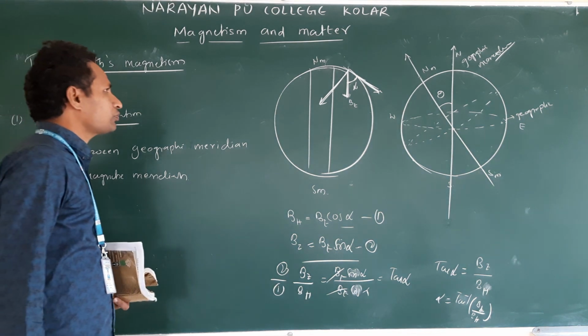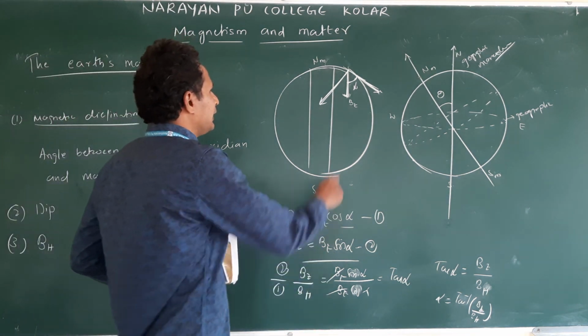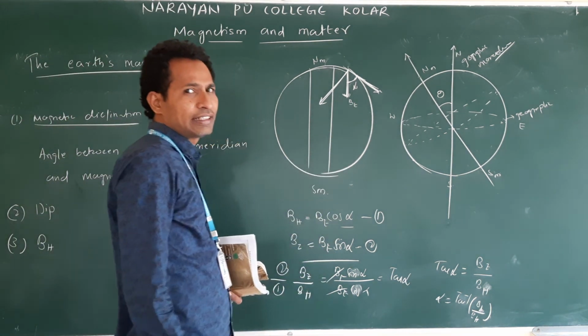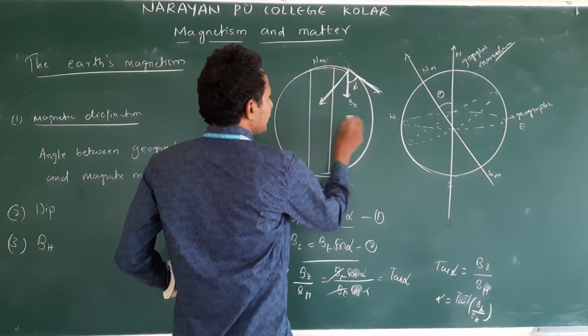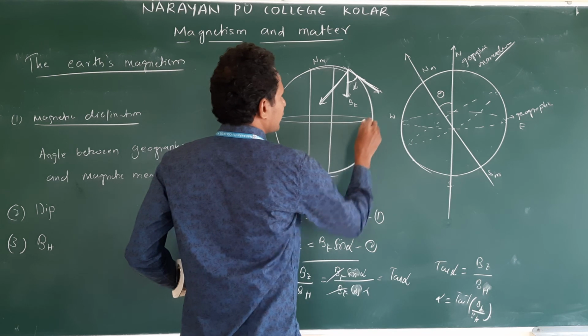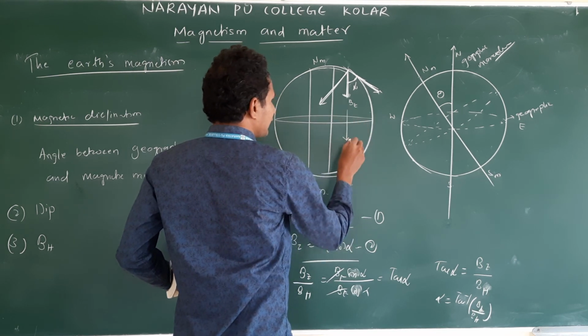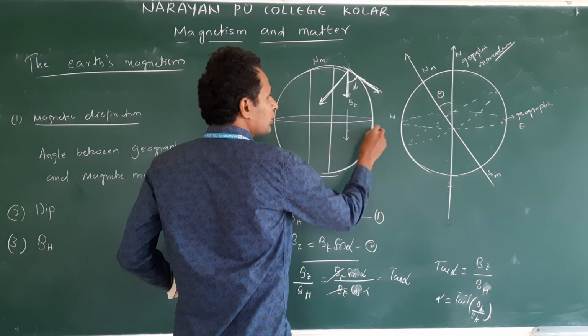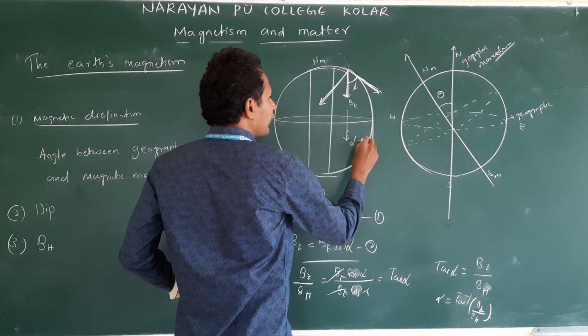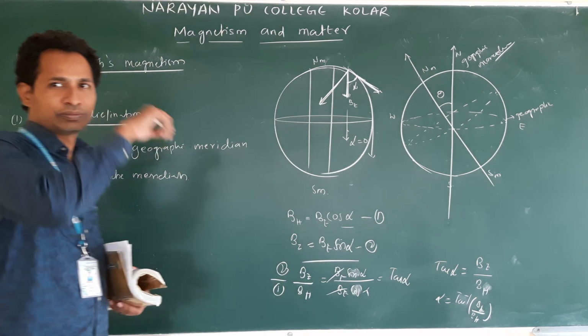Clear? Next, what did I say? Dip, what did I say? It changes from place to place. If you come to, this is what? Equator. The magnetic field direction is this. If you draw the tangent, what about these two? These are parallel. So alpha is equal to 0.